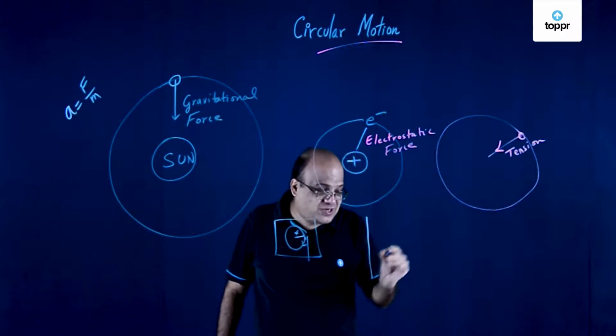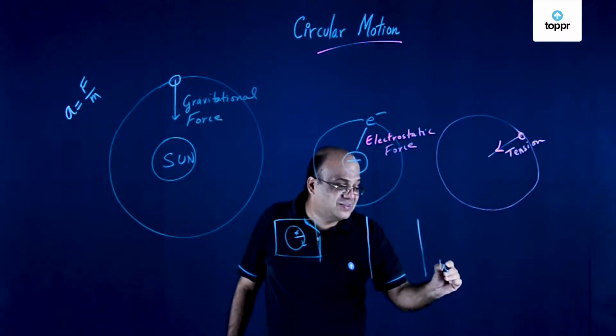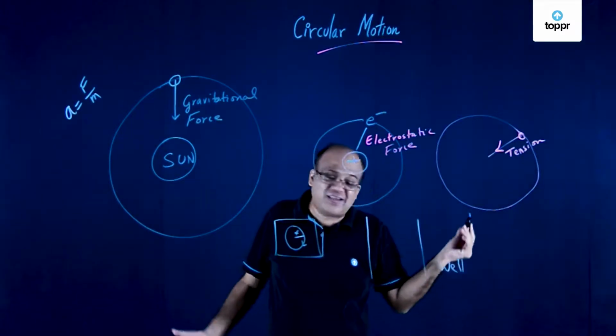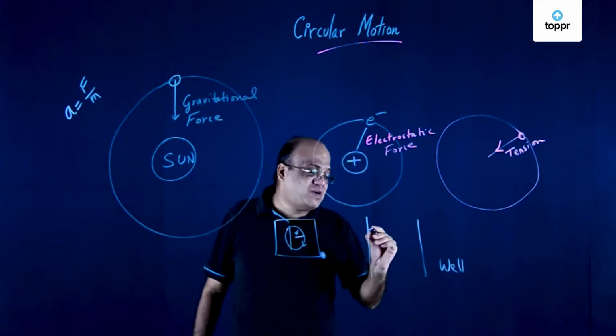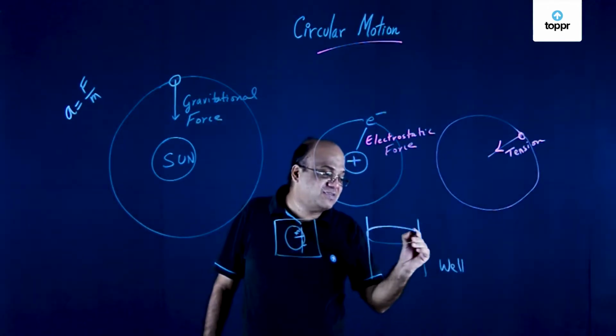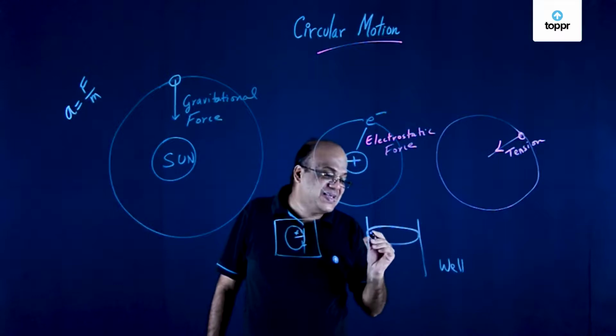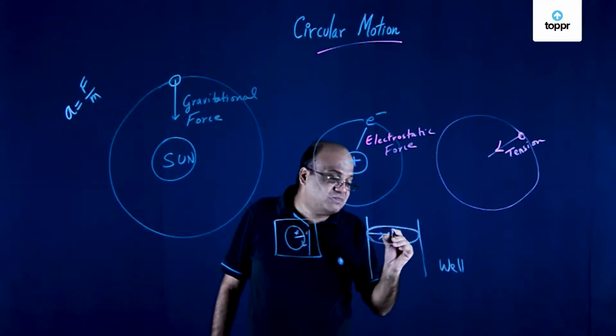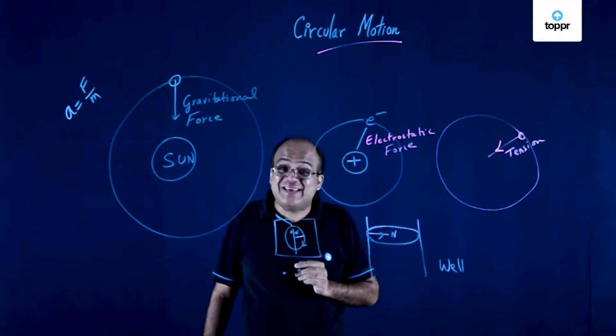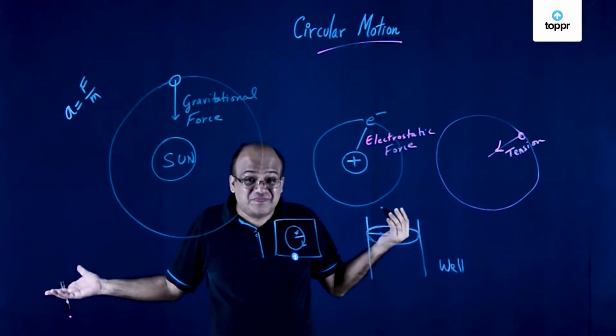Suppose you have got a well, like you have in a circus, and some motorcyclist is going in a circle like this. Then the normal reaction provides the necessary centripetal force.